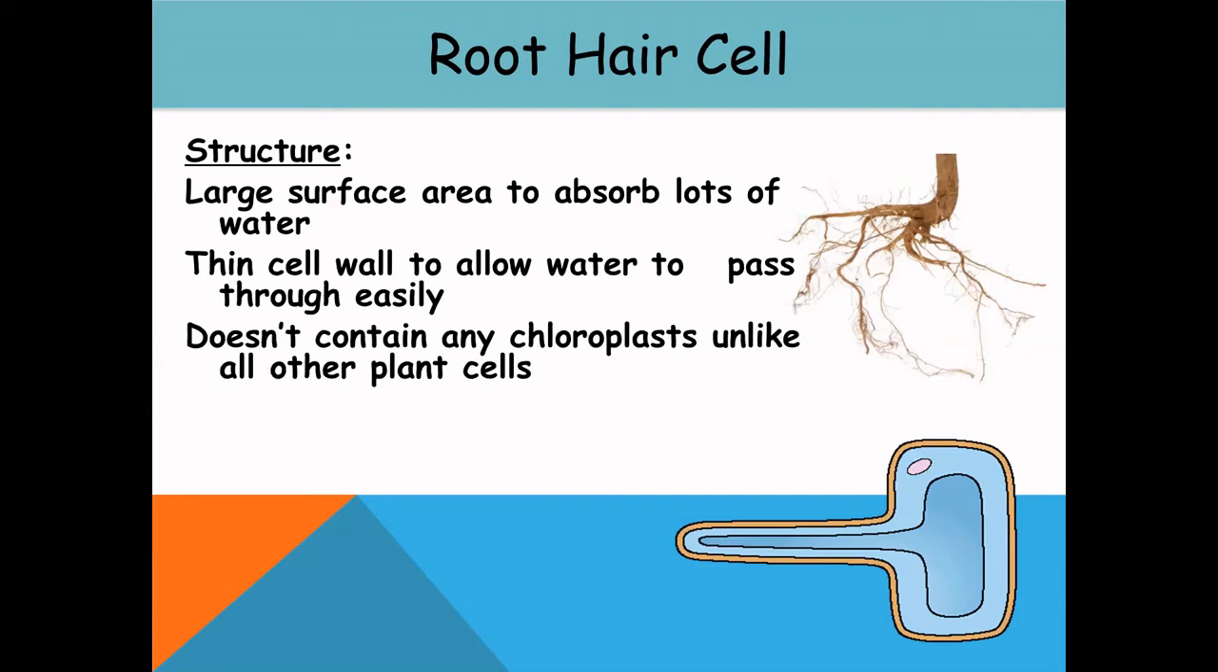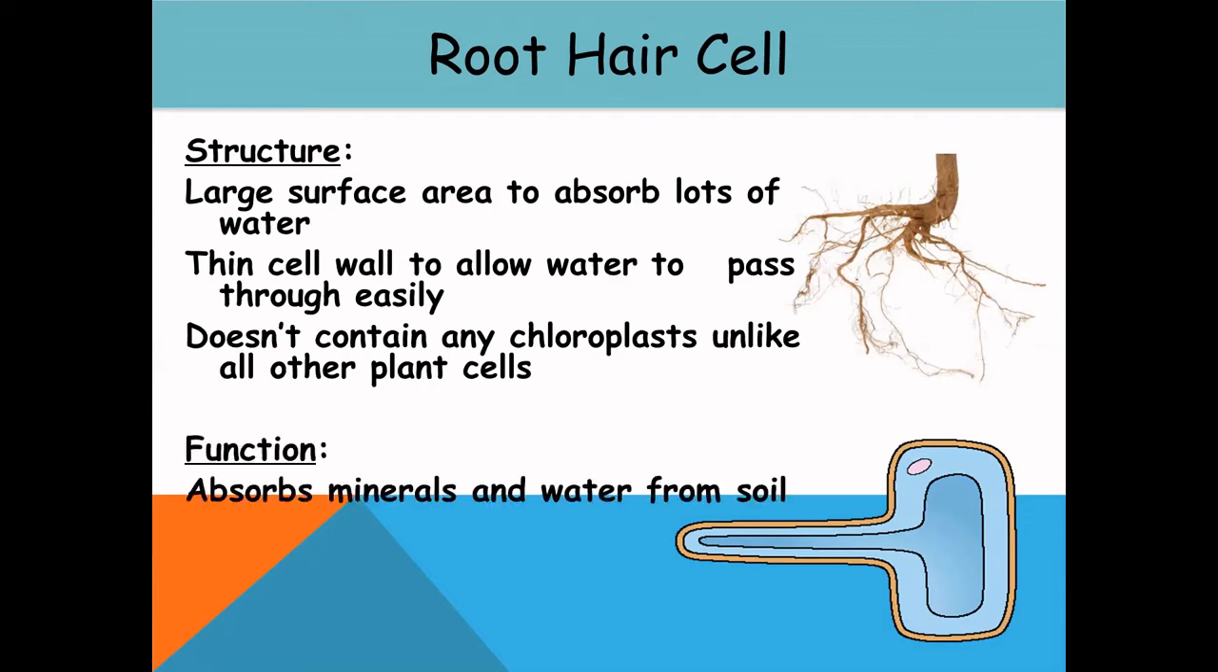So of course, they are under the roots. In a plant, in the leaves, we can find some chloroplast, but the root hair cell doesn't have any chloroplast. And what is the function? The function is to absorb minerals and water from the soil.